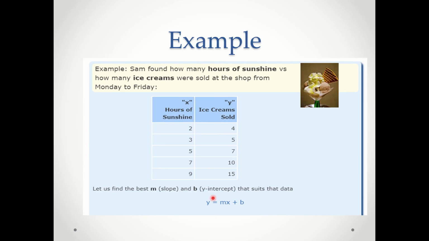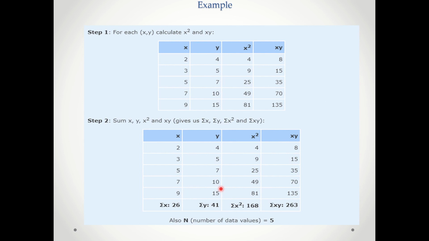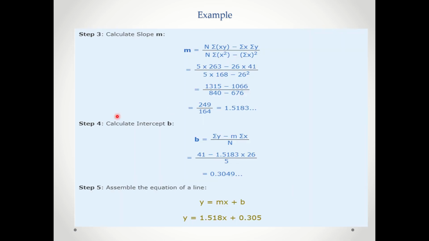So say Sam found how many hours of sunshine there were and how many ice creams were sold from the shop. So you have two different attributes, two different predictors. And from that you have to calculate everything. You're calculating completely according to your formula, and you will find out the slope, and you will find out the intercept. Then you will apply it back to your equation. And once you get the equation, this is the best linear regression line for this particular problem.